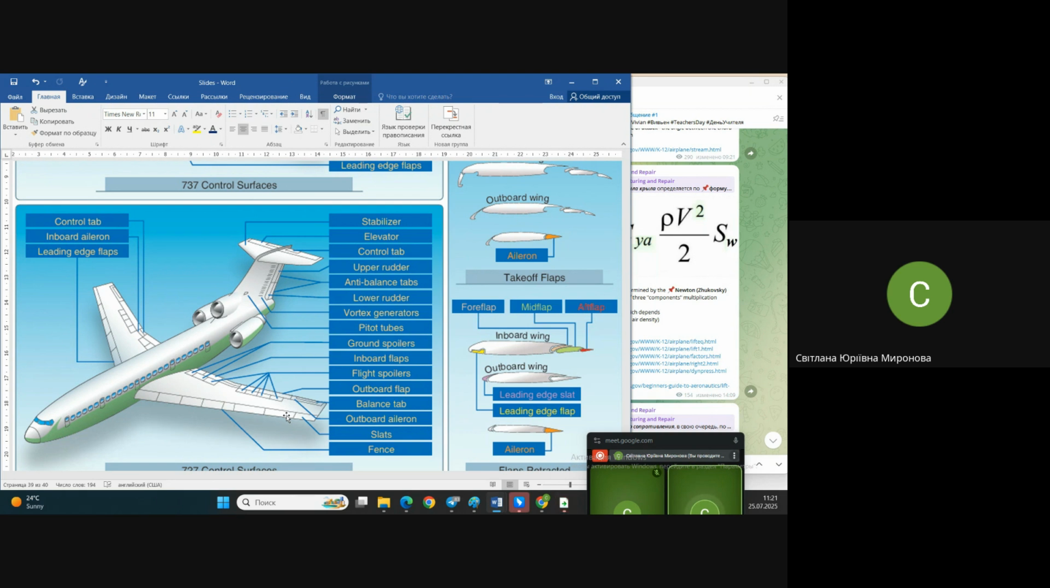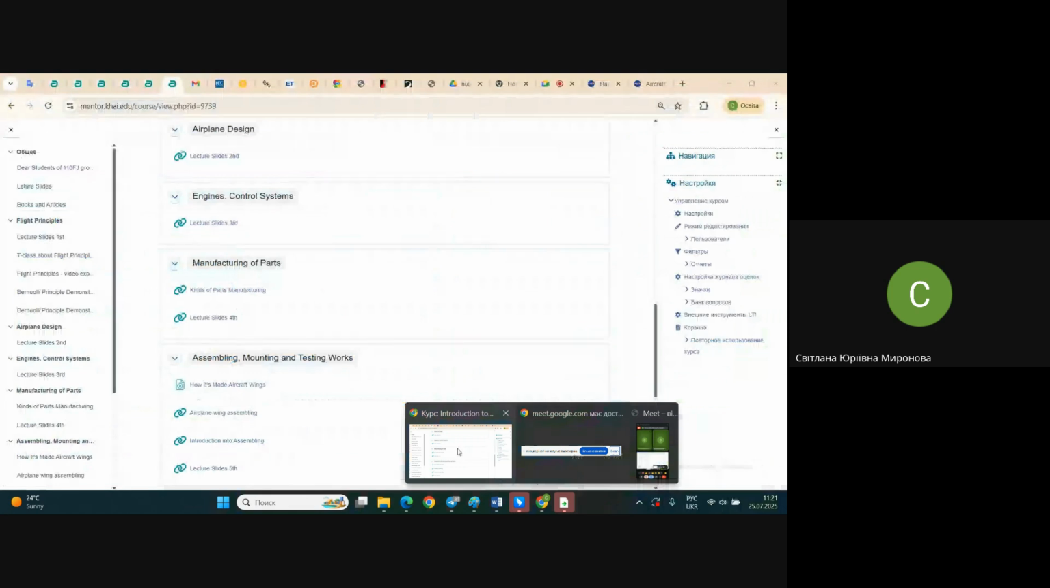What else? They have interceptors, spoilers, a lot. Look what is here: ground spoilers, flight spoilers, a lot. They have sleds and such a weird name, fence. No, fence must be one of the designs of these sleds. No, no. Fence is another thing, and it's given by name here, but it's not shown. What is a fence? I will try to find it for you right now. Wait a second.